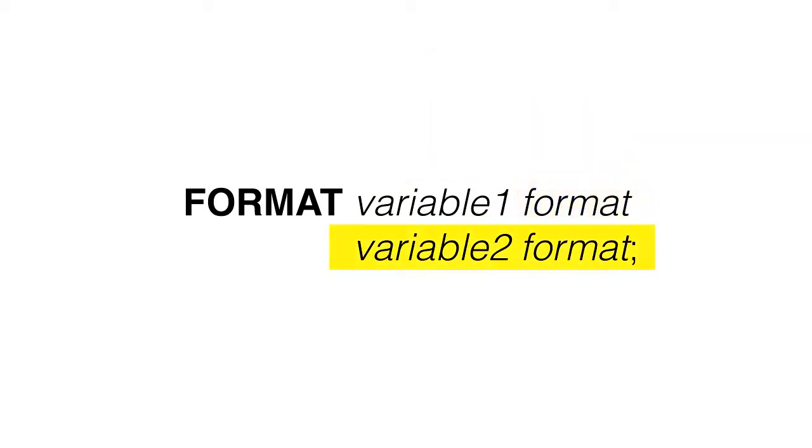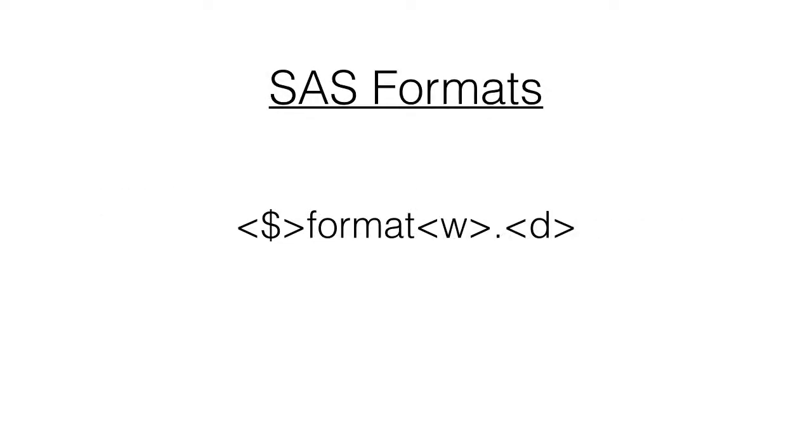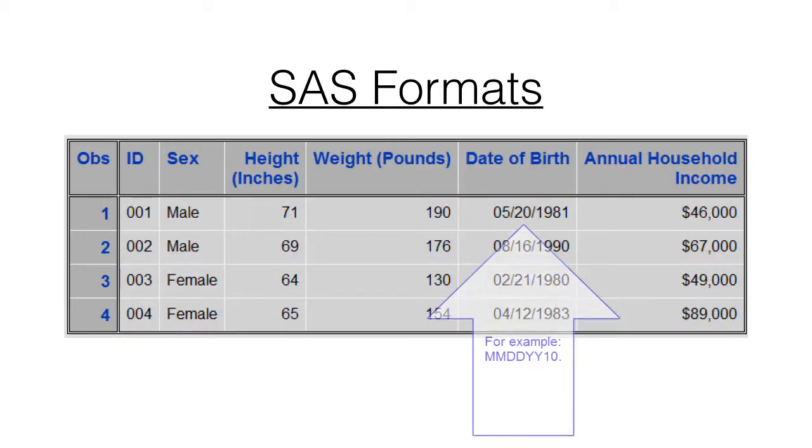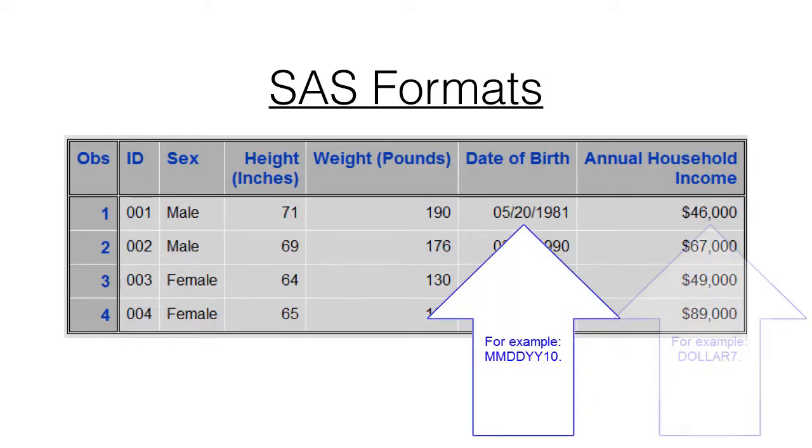You may format multiple variables in a single format statement, and there are two main types of formats you can use in your SAS programs: SAS formats and user-defined formats. SAS formats are predefined formats that are built into your SAS software. You've already seen a few examples of SAS formats, like MMDDYY10 and $7.